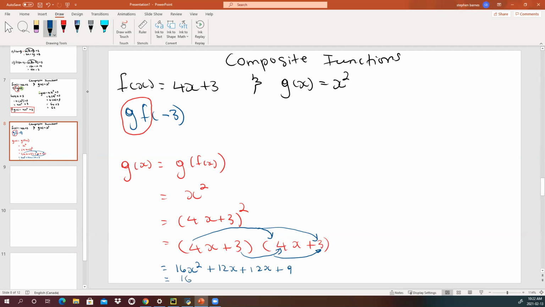Then you will have 16. Let's start over. Start over? Yes.